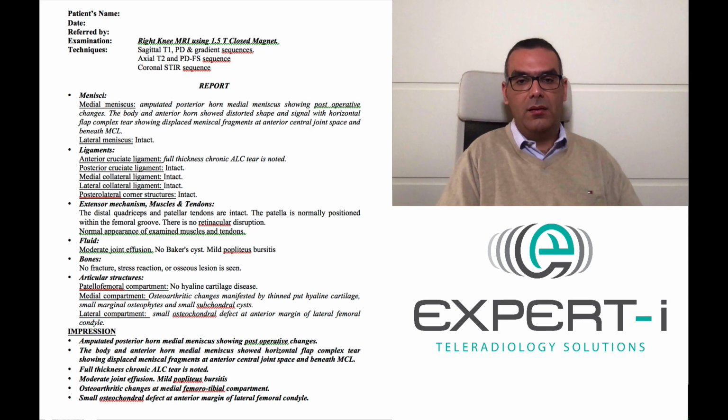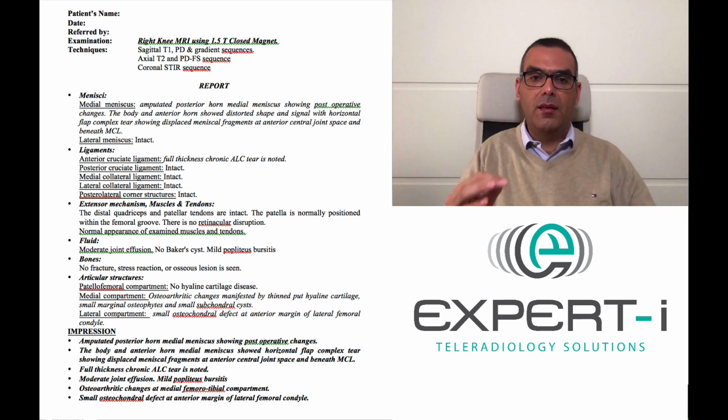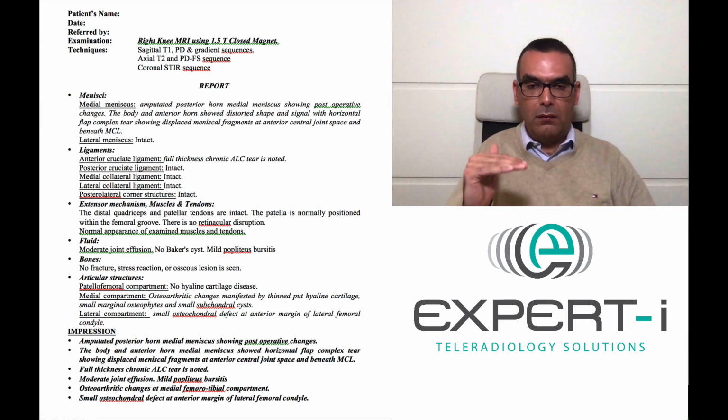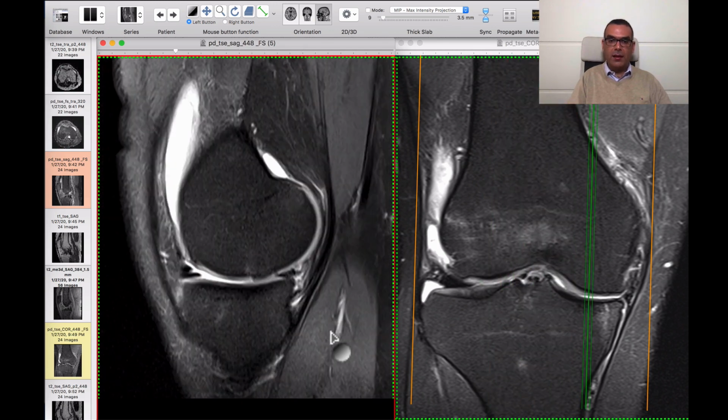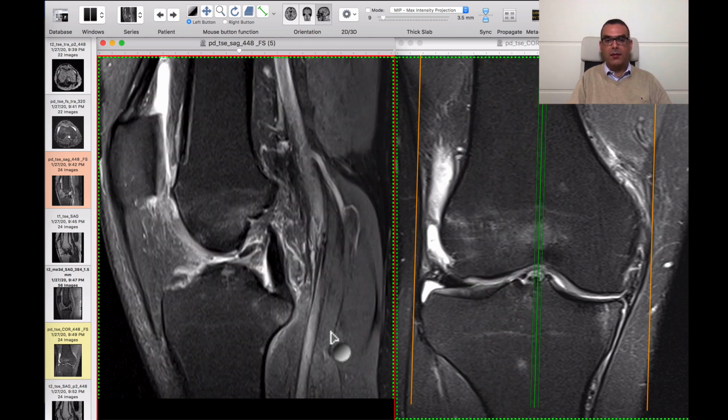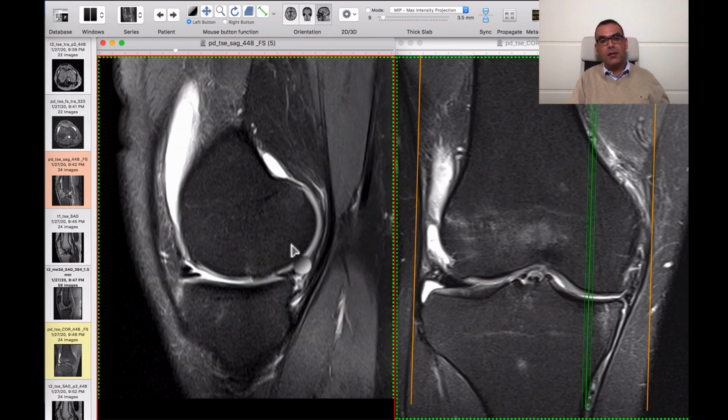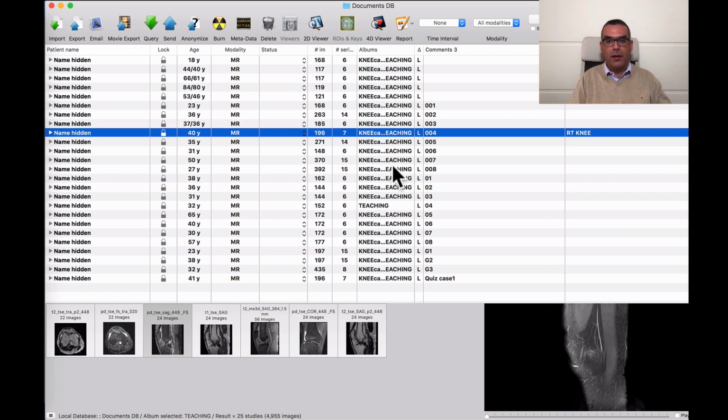You go step by step in the reviewing of the case, and when you begin to write the report, just take it item by item and make sure it's intact or pathological. Take another look if you need, just to describe it right, and you go step by step, item by item, to make sure you are not missing anything. So this is a typical case of an ACL tear, and I now showed you how to report a horizontal flap tear.